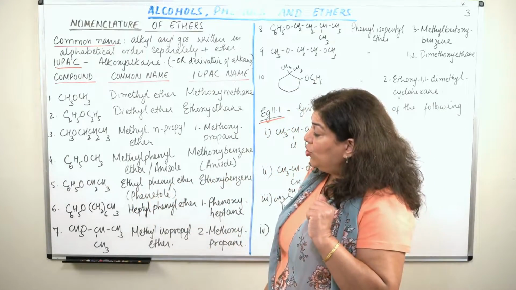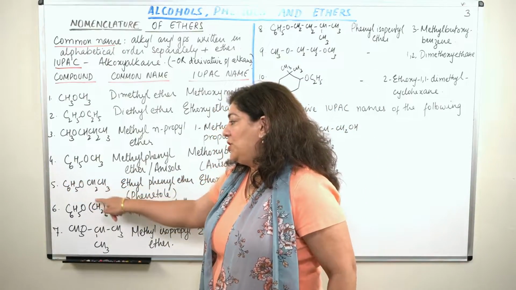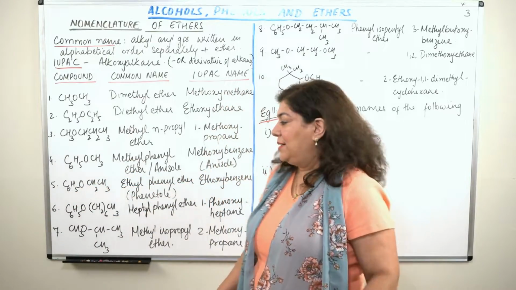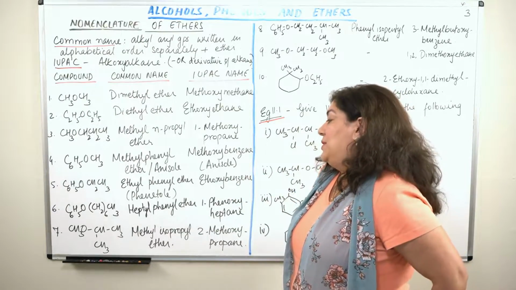But in IUPAC nomenclature, this is the parent and this is the substituent. So what is the substituent? Ethoxy is the substituent and benzene is the parent. So we write ethoxybenzene. Come to the sixth compound.